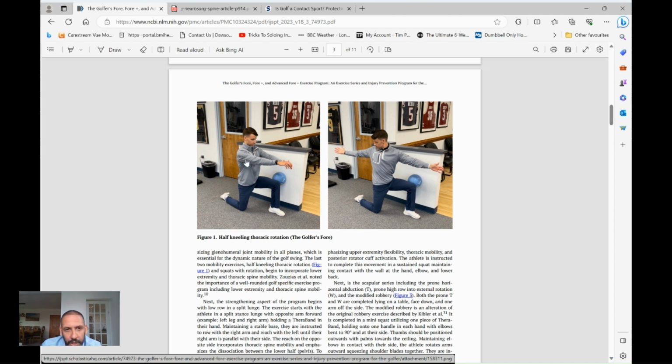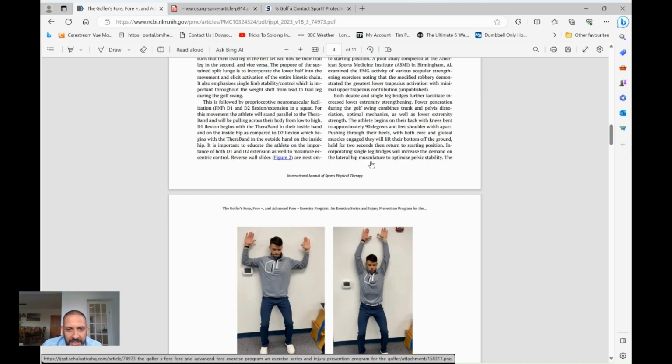And then you go from the neutral position, i.e. facing forward, to slowly rotating around and just increasing that amount of potential rotation that you can. And you do that on both sides.